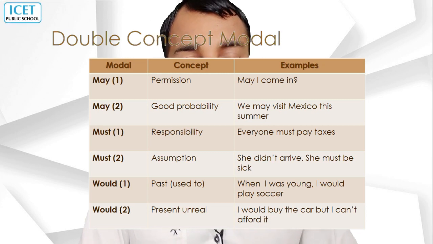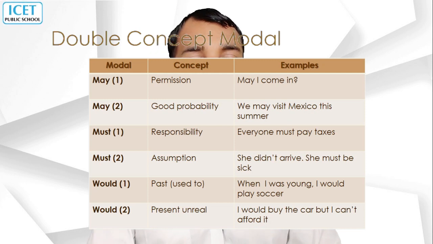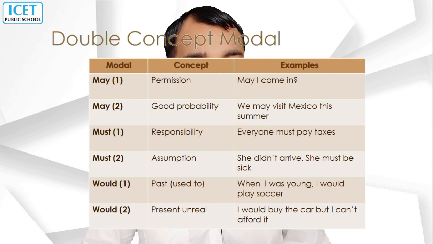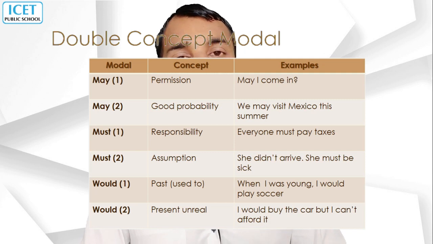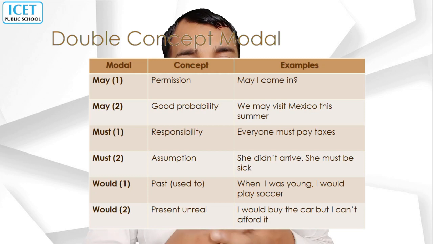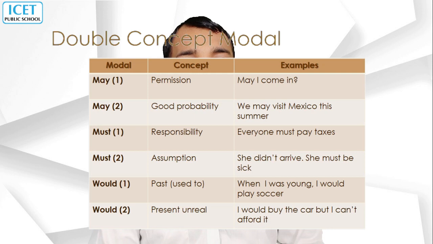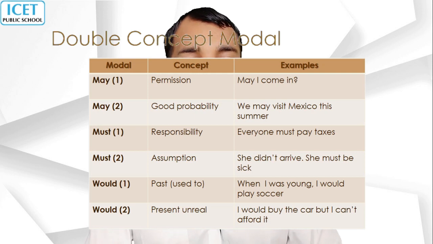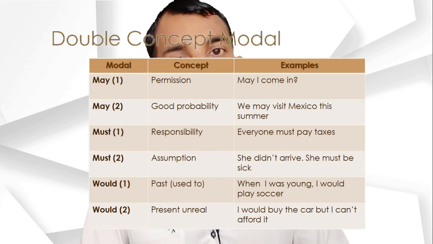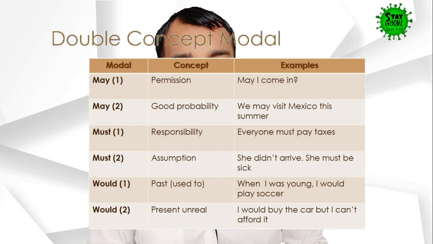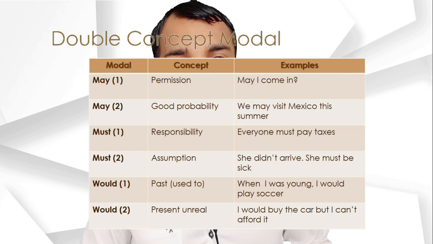The second usage of would, the second meaning of would, is present unreal. For example, I would buy the car, but I can't afford it. It's an unreal fact, expressing an unreal fact. I would buy the car, but I can't afford it. So I would is an unreal thing. It's not at all possible to do so. That is the second meaning of would.